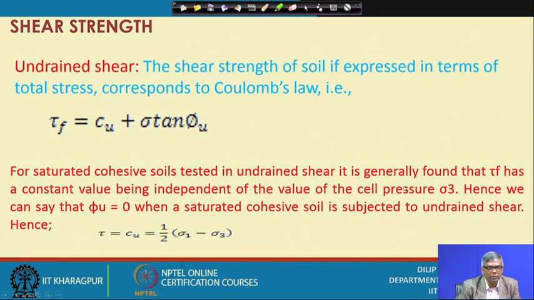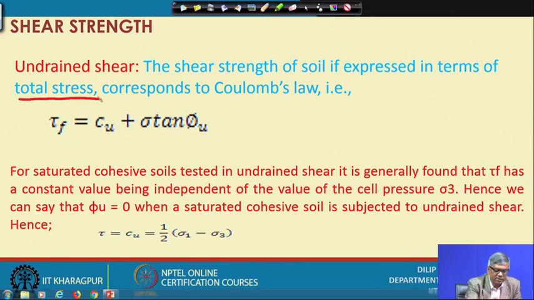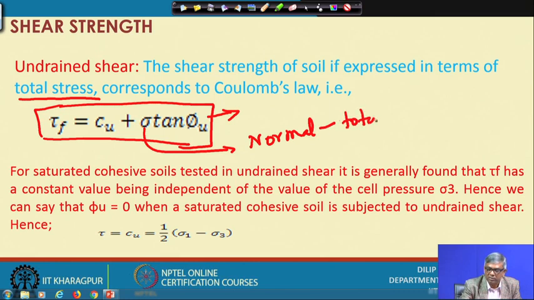Now, when we consider the undrained shear strength of soil expressed in terms of total stress, that means phi u and C u, then your shear strength equation is this: tau F will be C u plus sigma tan phi u, and this sigma is a normal stress, and that normal stress is also total normal stress.